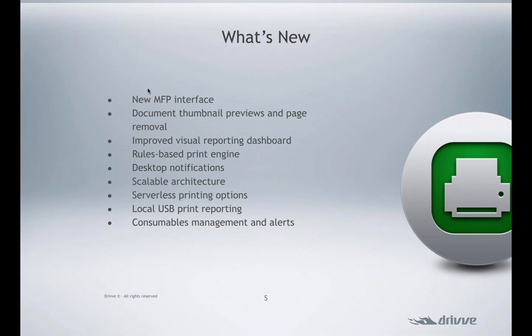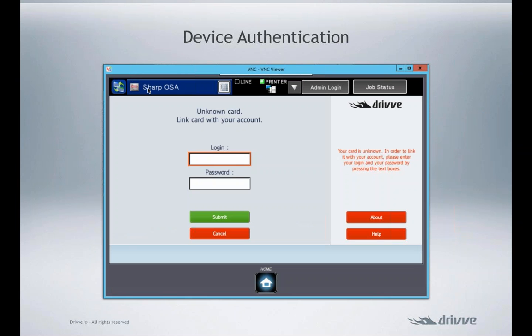So we don't have to actually print through the print server anymore if you want to do these kind of functions. We've also got local USB reporting now, and like I said before, full consumables management. And we'll go through some of these features in a little more depth with some screenshots.